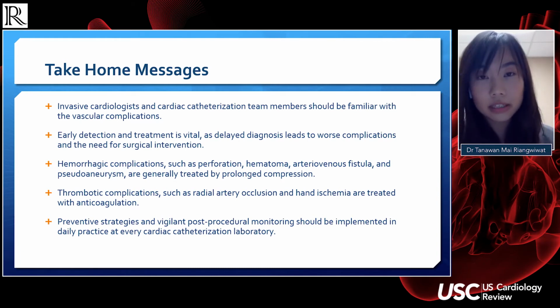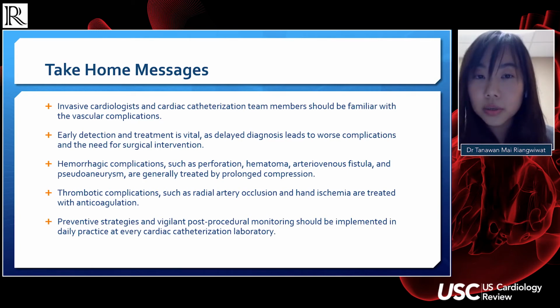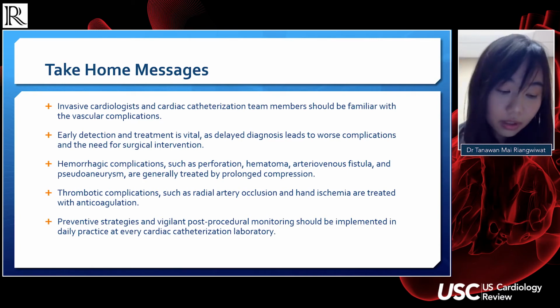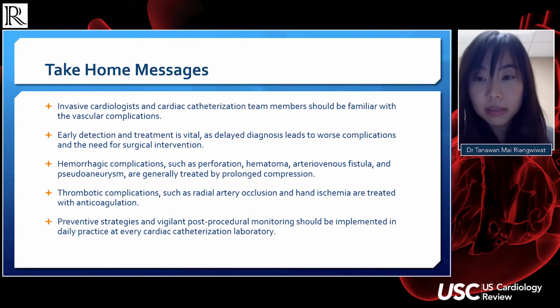And if we group the complications into two groups, hemorrhagic and thrombotic complications: the hemorrhagic complications, like perforation, hematoma, AV fistula, or aneurysms, are mainly treated with compression. On the other hand, the thrombotic complications, such as radial artery occlusion or hand ischemia, are mainly treated with anticoagulation. And I would like to encourage people to implement a preventive strategy and post-procedural monitoring in every cardiac catheterization lab.